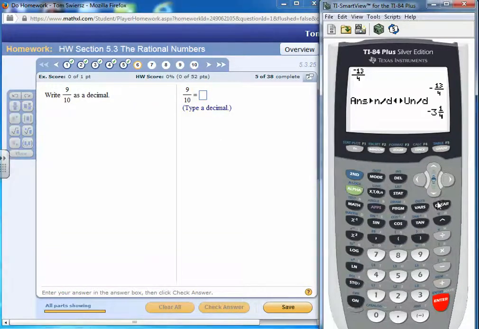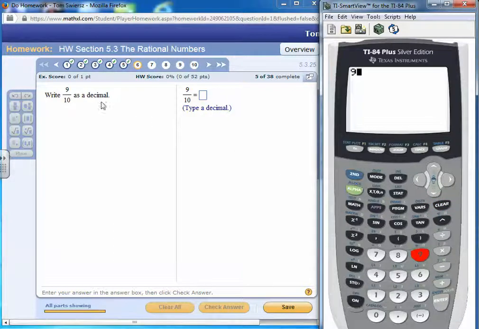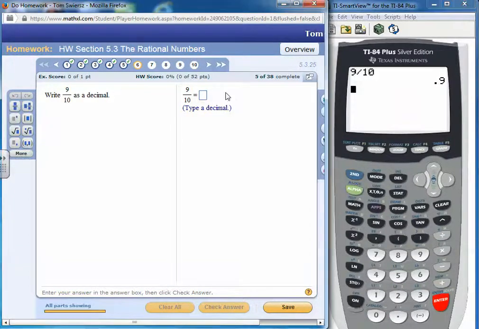Okay, write 9/10 as a decimal. Well, this is pretty simple because to go to a decimal, we simply do the division. So you can simply use your calculator. Just remember, it's the numerator first divided by the denominator. So it's 9 divided by 10, not the other way around. Hit enter, and we get 0.9. So you can either put 0.9 or .9, either one. MyMathLab will accept as correct.